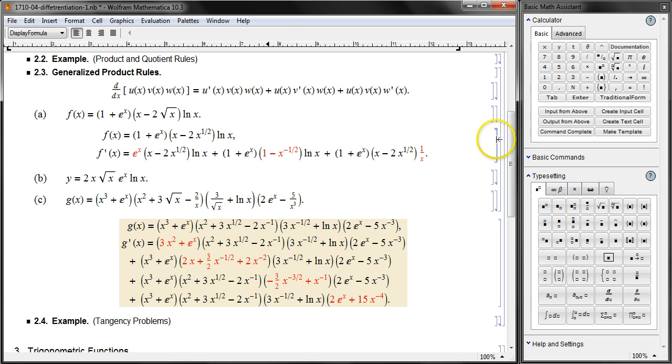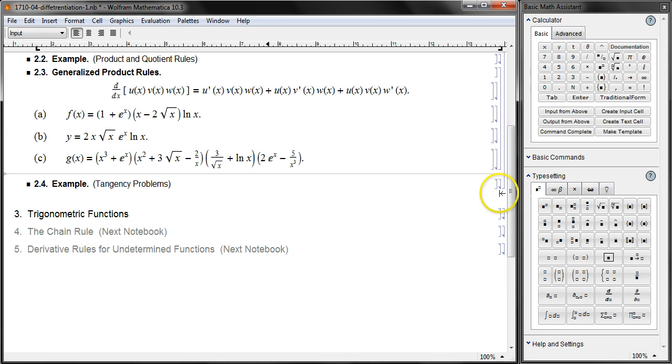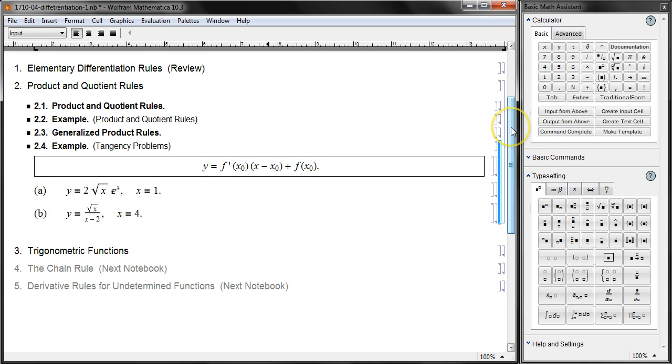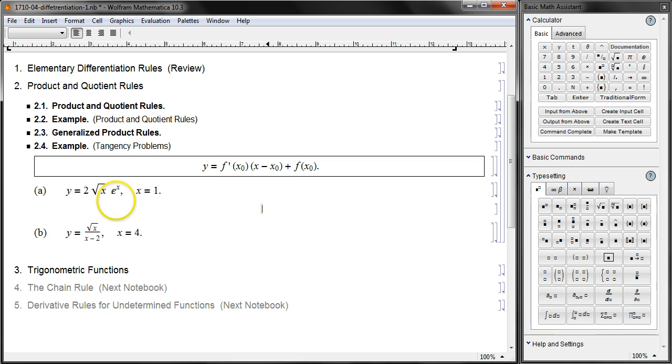Okay, so much for the generalized power rule example. Let's go over to the next set. How about some tangency problems here? Do you have enough time? I guess so. Let's work out the first problem.